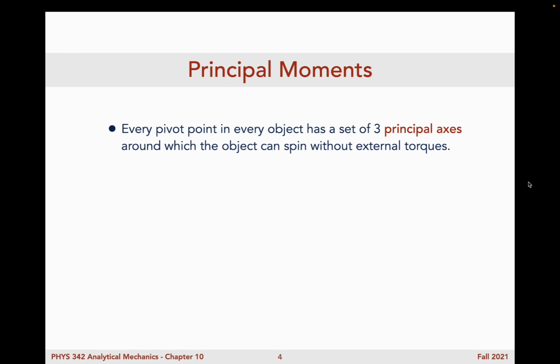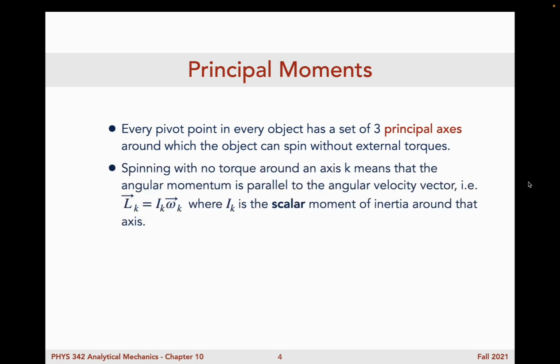Every pivot point in every object has a set of 3 principal axes around which the object can spin without applying external torques. Remember that if you're spinning with no torque, that means that the angular momentum must be parallel to the angular velocity vector. So in other words, you can write that the angular momentum vector is just a scalar quantity, I sub k, times the angular velocity vector. This is the result from Physics 203.